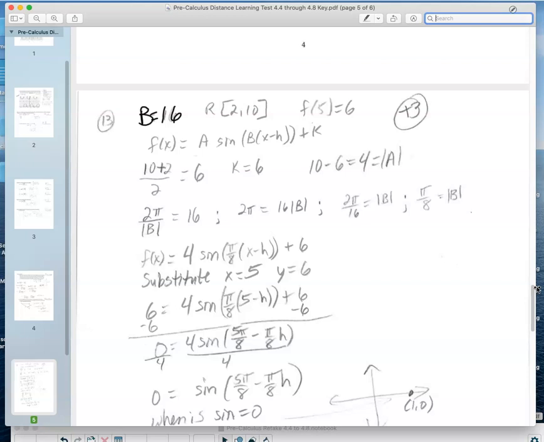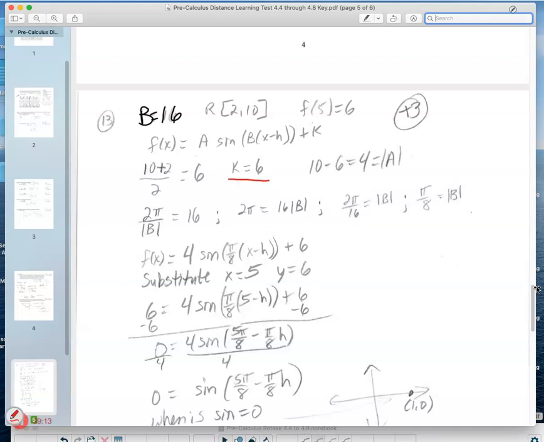So the period is 16, the range is from 2 to 10, and if you put a 5 into this function, you get a 6. And I just decided to start with the sine. I like that one because it starts at the axis. And the first thing I did was figure out K. K has to be halfway between your lowest and highest values for the range. So 2 plus 10 is 12, divided by 2 is 6. So that meant my K value was 6.